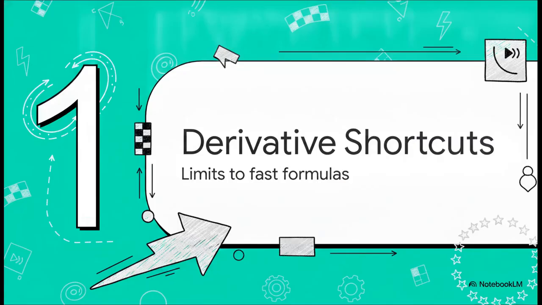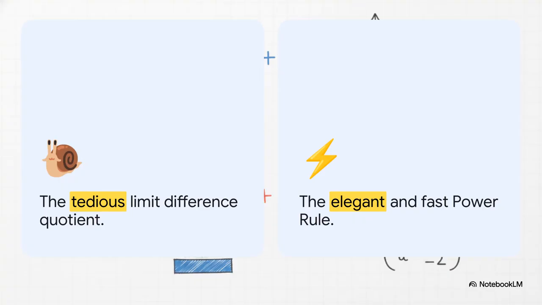All right, let's jump right into part 1, the differentiation shortcut, from tedious limits to fast formulas. Now, this perfectly illustrates the problem versus the solution. Over on the left, we've got the snail pace difference quotient. You know the drill, plugging in x plus h, expanding out binomials, canceling a bunch of terms, and taking a limit as h approaches 0.